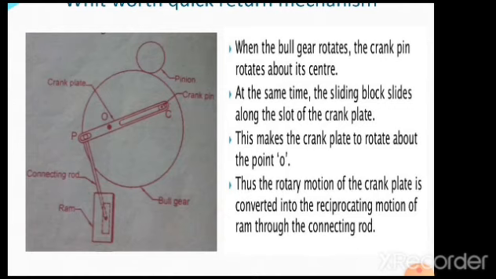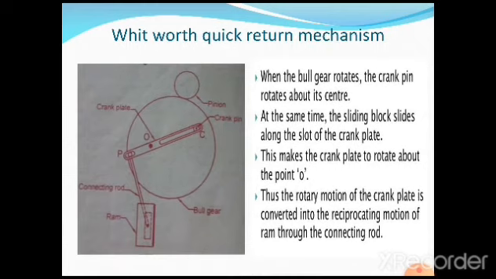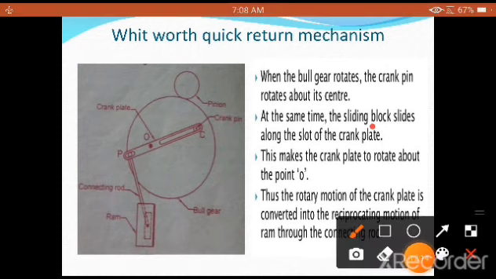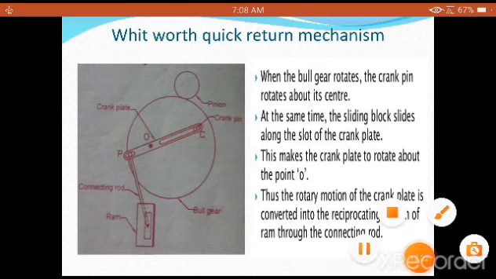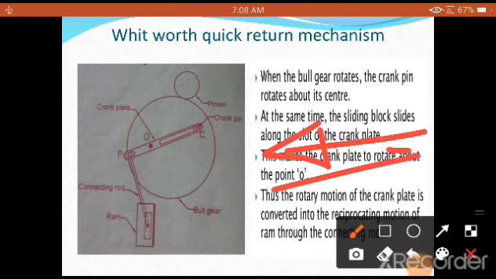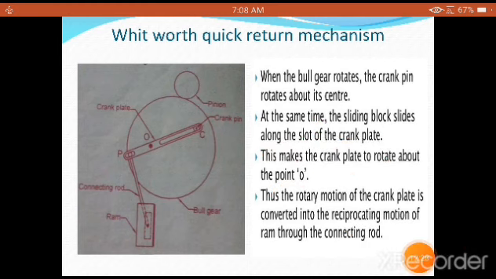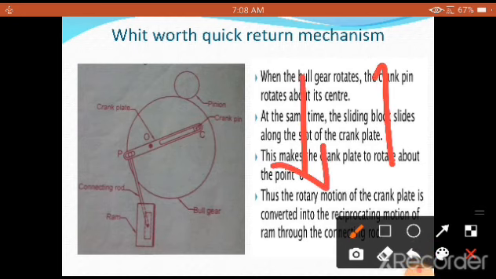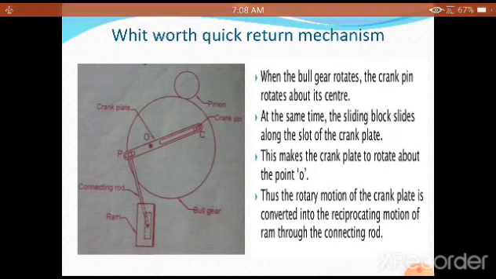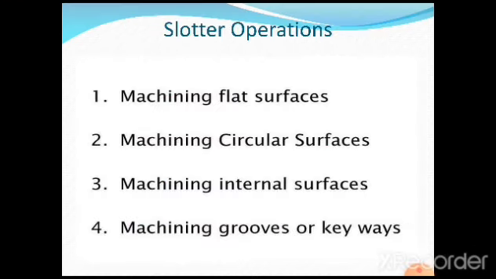This working principle is just similar to what we discussed while discussing the shaper mechanism. The only difference is that in a shaper, the ram is horizontal, whereas in a slotter, the strokes will be like this. In a shaper, you will have a forward stroke and a return stroke. Similarly, in a slotter, you will have the motions in this way. That is the only difference between the two, but the mechanism used is the same in both cases.